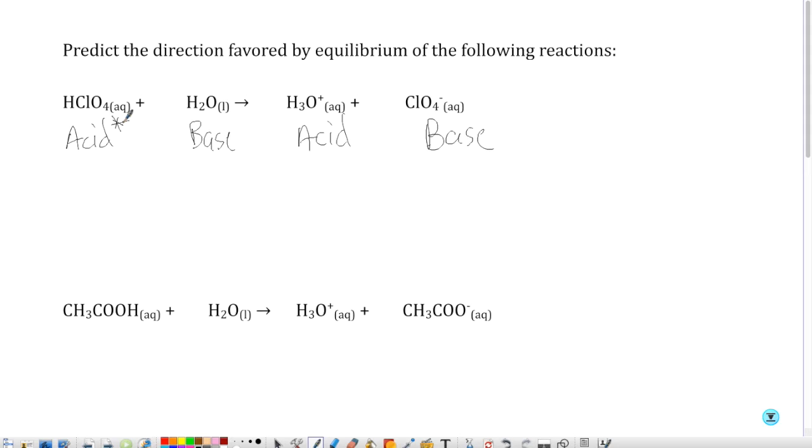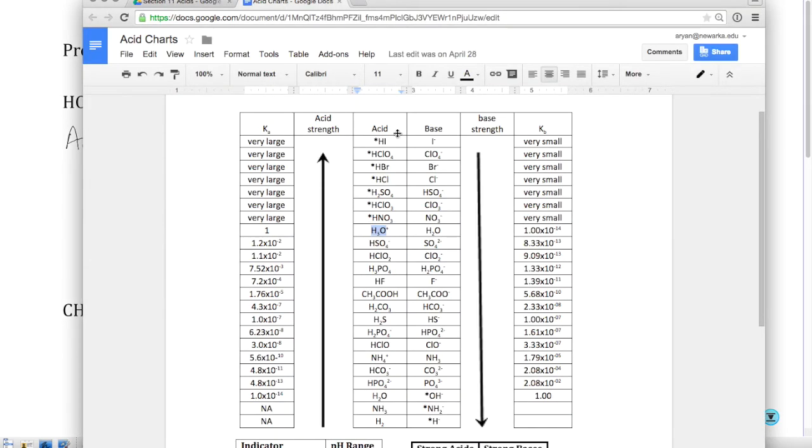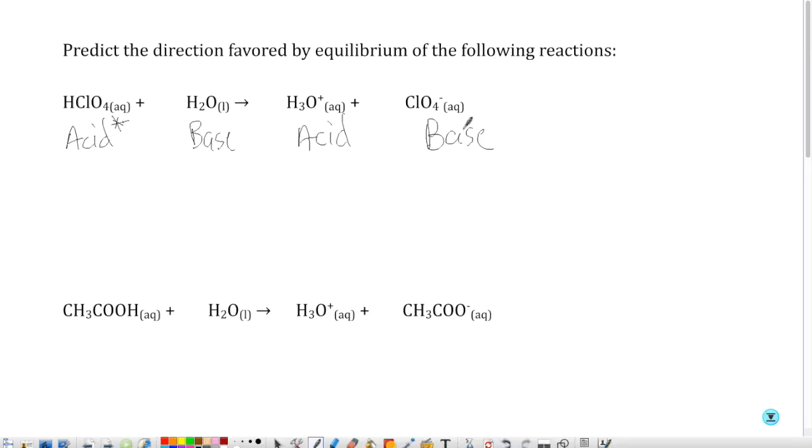Now the bases, I'm comparing H2O and ClO4-. So here's ClO4-, it's a very, very weak base, and here's H2O. It is also a weak base, but it's not as weak as ClO4-, all right? So H2O is actually the stronger base, all right? Which means that equilibrium favors products because these stronger things are able to accomplish their tasks. So the stronger acid is able to donate its proton, and the stronger base is able to accept the proton. So it drives it that way.